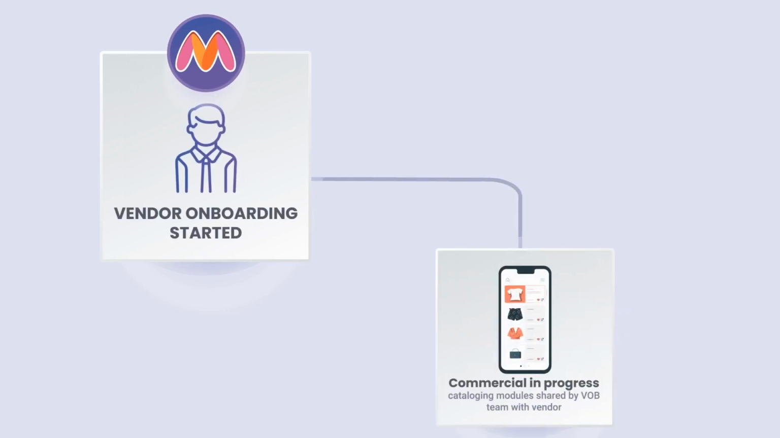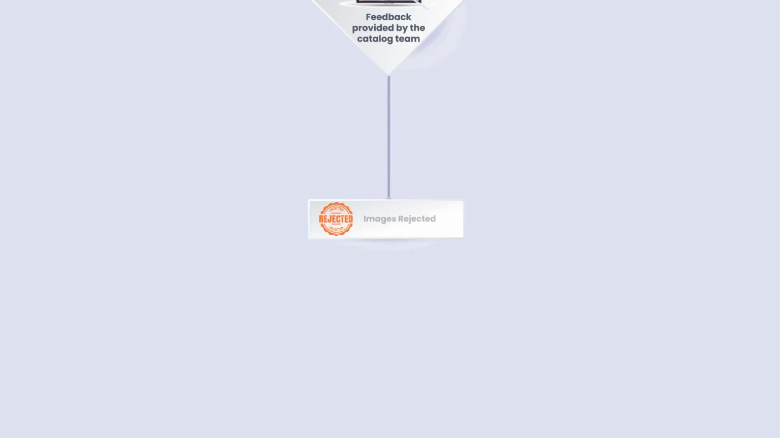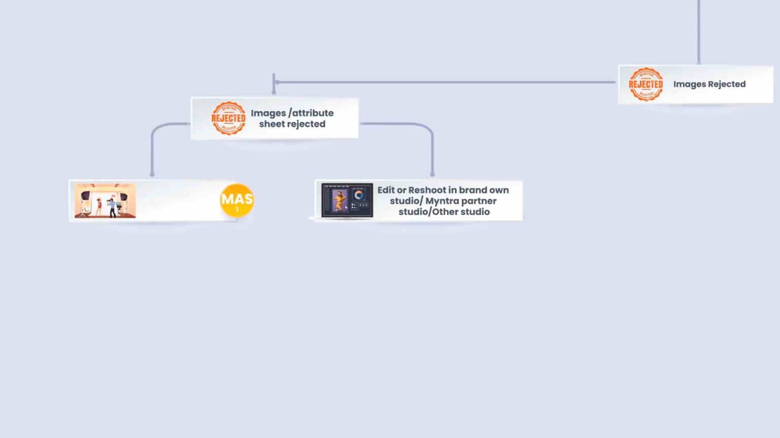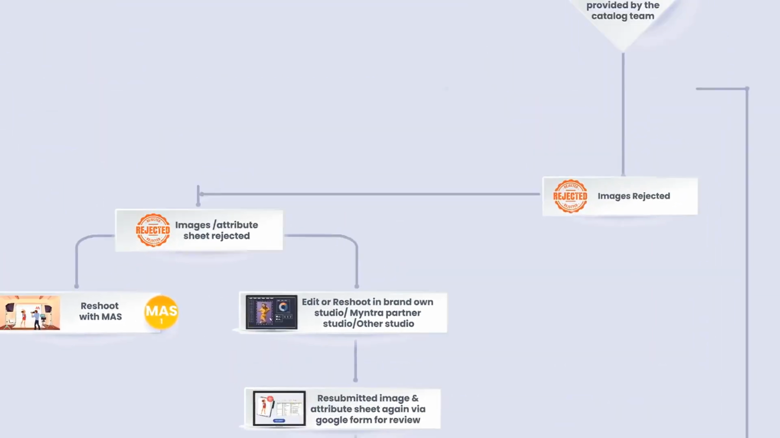If the commercial is still in progress, please submit only cataloging images of 10 to 15 styles via shared Google form for review. Based on the feedback, please make the suggested changes in the images by reshooting or editing them in your own studio. You can also opt for Myntra Partner Studio, or you can also opt for other studio. You can even opt for Myntra Assured Shoots, the process of which will be explained later in upcoming videos.